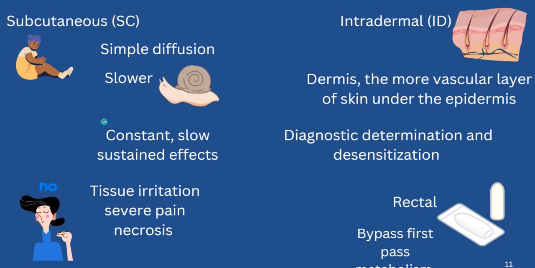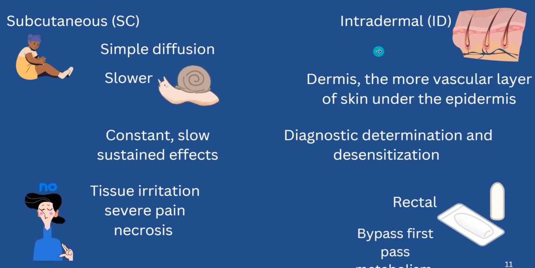The same insulin, if given by the intravenous route, will act pretty fast because the intravenous route has rapid absorption, whereas subcutaneous has simple diffusion, slow absorption, and a steady and sustained effect. So when should we stop subcutaneous injection? Whenever a patient has tissue irritation, stop subcutaneous injection. If there is severe pain, stop it. Necrosis of the injected area, stop or change the treatment.